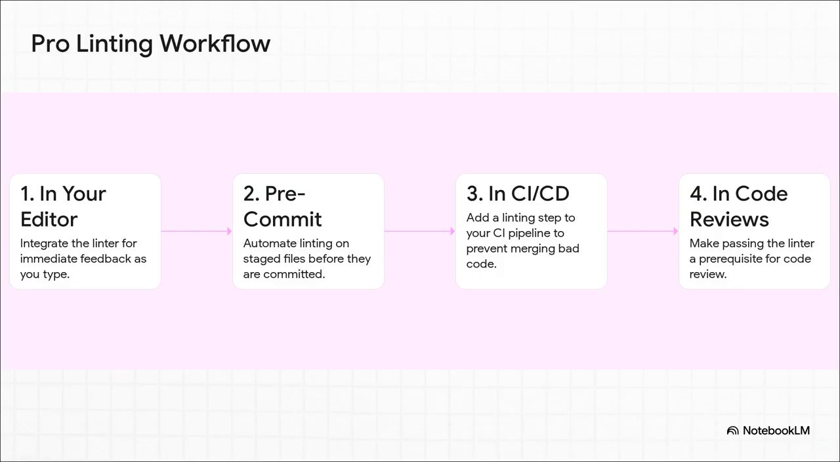This means it runs every single time before you commit code, catching issues automatically. Step 3. You enforce it in your CI/CD pipeline. This is the big gatekeeper. It makes it impossible for bad code to even get merged. And finally, step 4, it becomes part of your team's culture. Passing the linter is just the price of admission for a code review. This frees up your human reviewers to focus on the actual logic, not on nitpicking your spacing.